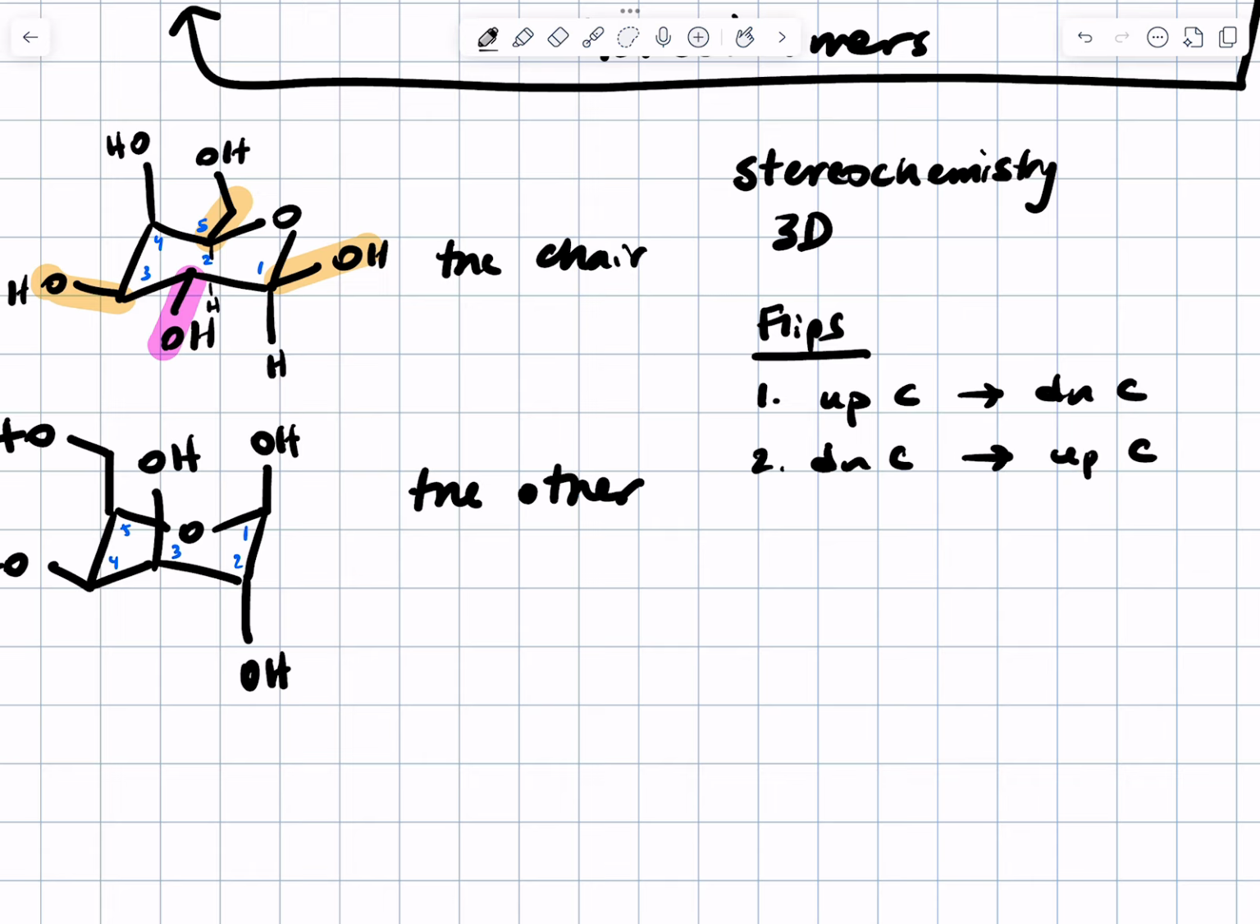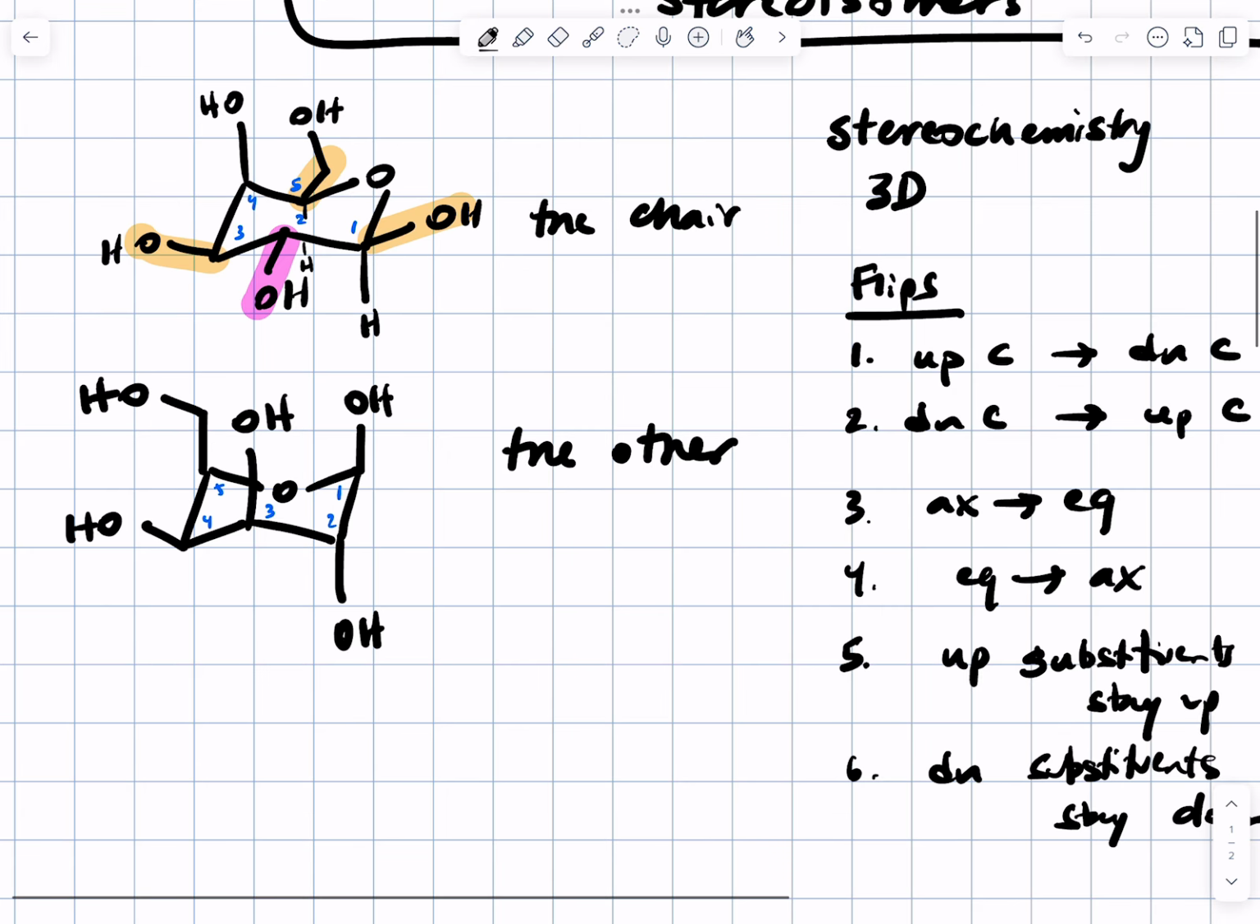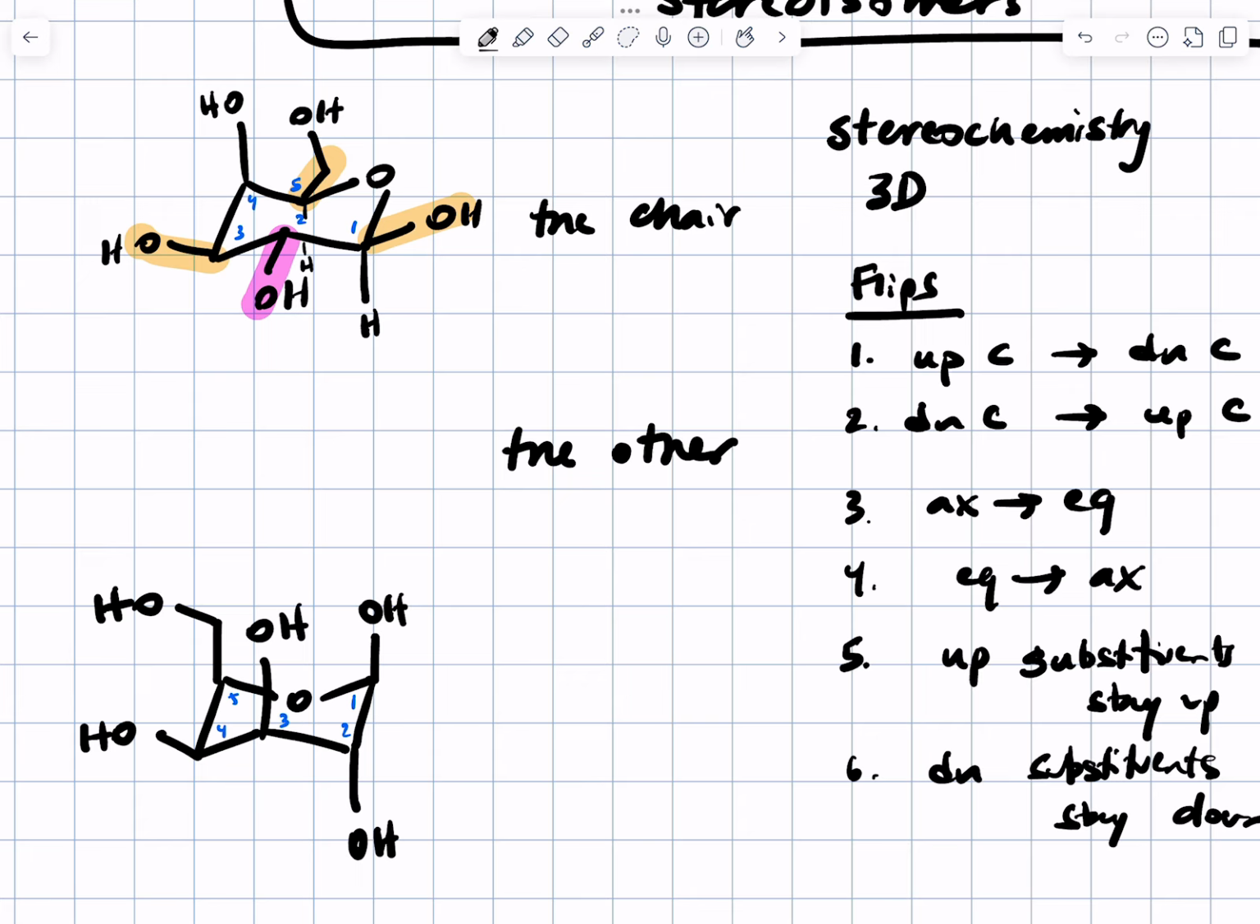become up carbons, axial substituents go equatorial, equatorial substituents go axial, but up substituents on the ring stay up and down substituents stay down. As long as you keep all of those rules, you're going to get it right. So notice that with these two chairs that I've drawn, and we've said that the one on top is more stable because it's got fewer things axial.